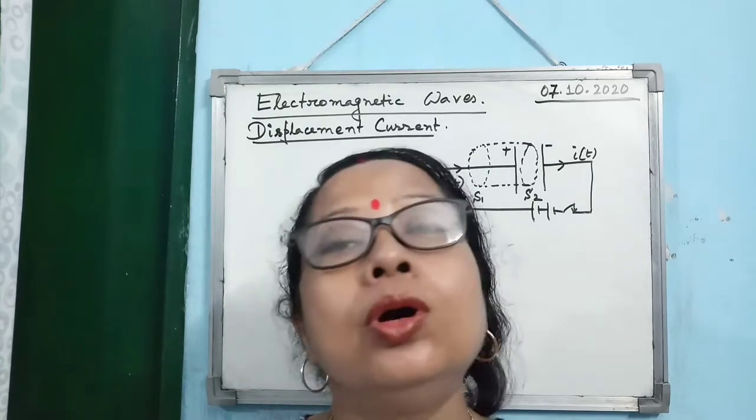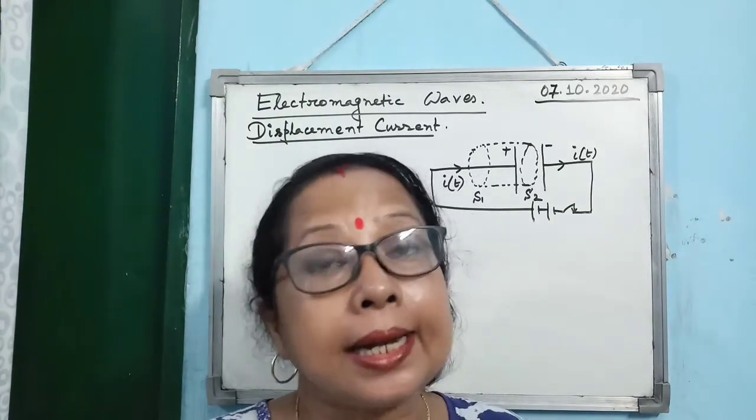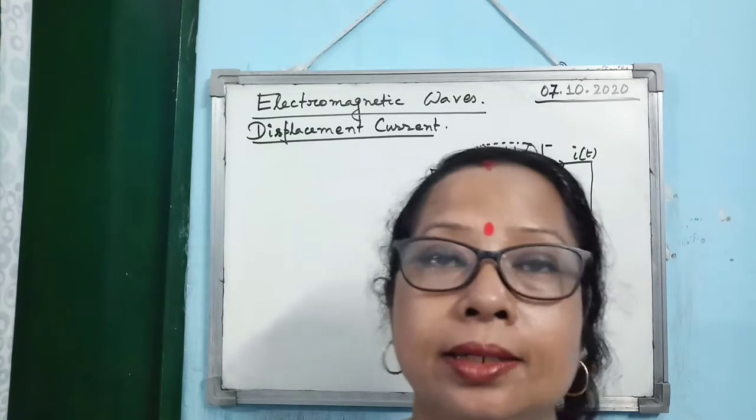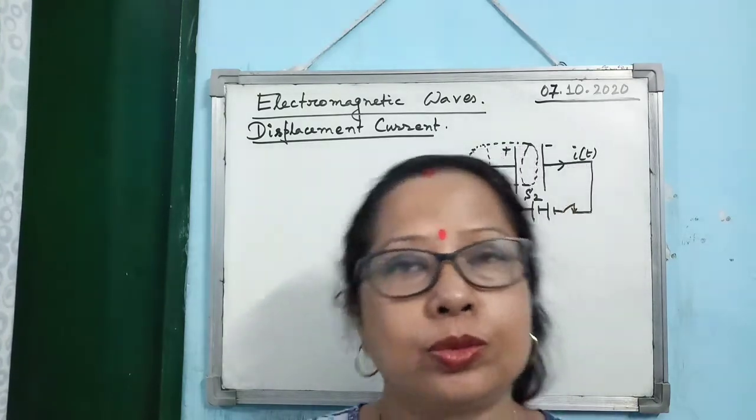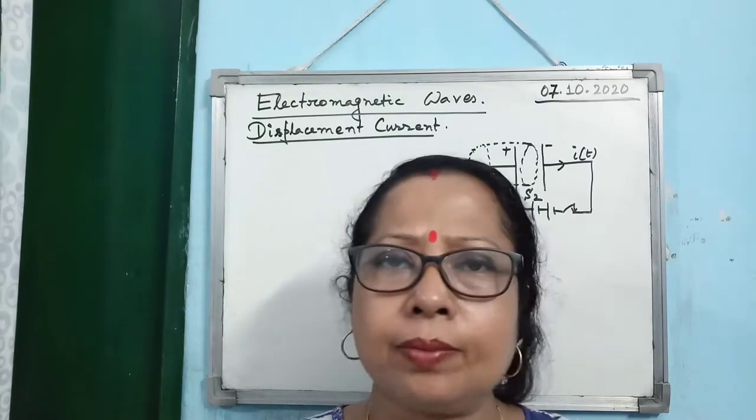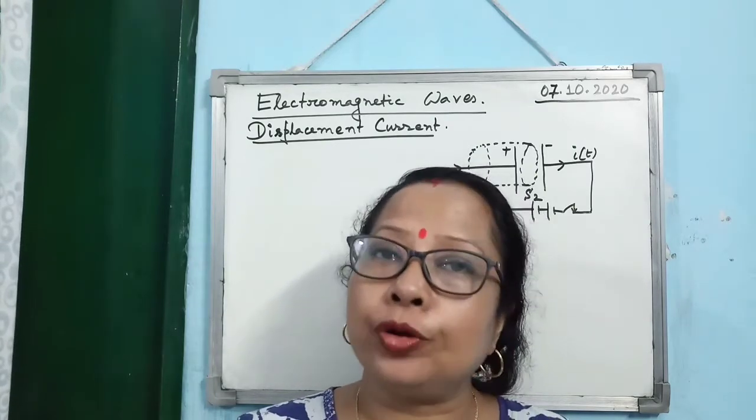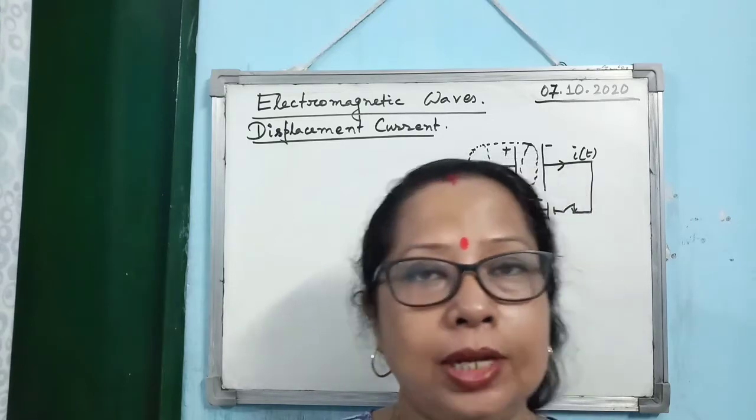Now, we know that whenever current passes through a conductor, then surrounding the conductor, a magnetic field is produced. What does it mean? A current can produce a magnetic field.